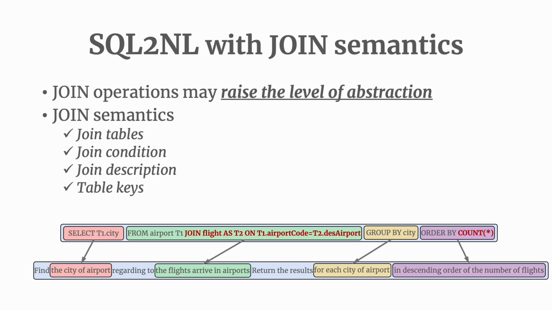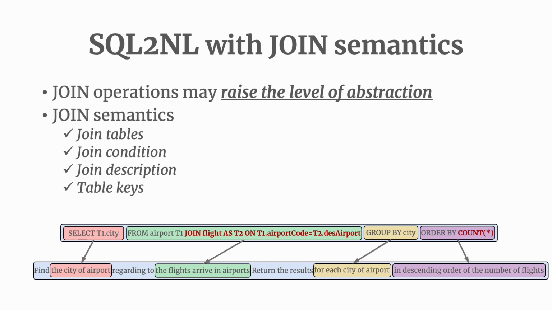And we further formulate the join semantics into 4 aspects: the join table, the join condition, the join description, and the table keys. And we're trying to incorporate the join semantics into the SQL to natural language process to further enhance the overall performance.